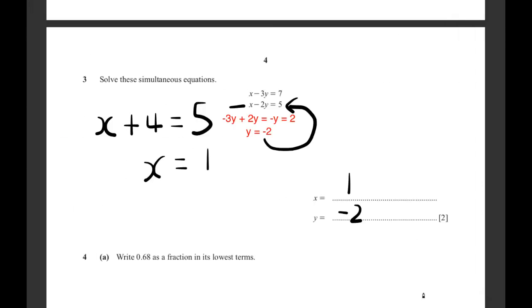Okay, so let's get back to question 4. Okay, so we've got some numerical calculations. Well, 0.68 as a fraction in its lowest terms. Well, this 8 that we see here, that's in the hundredths column, if you were to use that kind of diagram. So the fraction then is 68 over 100. However, it wants it in its lowest terms.